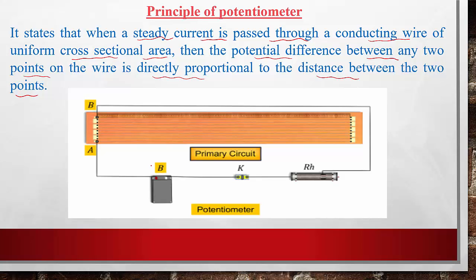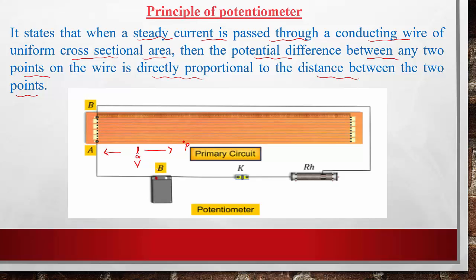Here, the potential difference between any 2 points on the wire is directly proportional to the distance between the 2 points. Suppose I consider the point P on the wire and slide along it. When I reach the point P, the distance from A to P is equivalent to the potential difference across AP. That means the potential difference V is directly proportional to the distance between the 2 points. Is it clear? This is the principle of potentiometer.